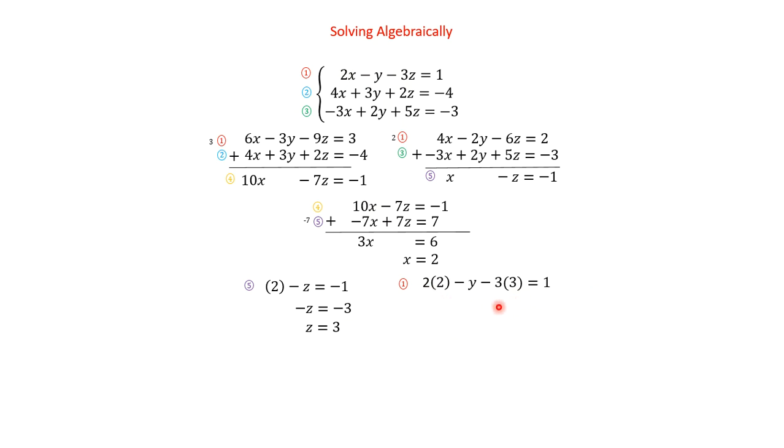2 times 2 is 4. 3 times 3 is 9, not 6. That's one of the mistakes people make right here. 4 minus 9 is negative 5. And so we can add the 5 to get negative y equals 6. So y equals negative 6. So our solution is 2, negative 6, 3.